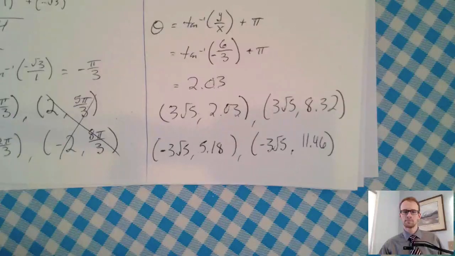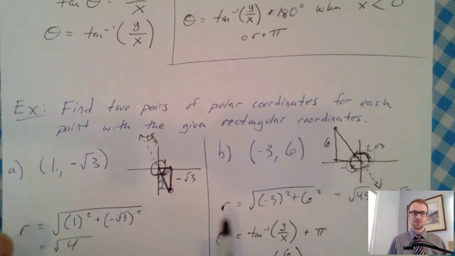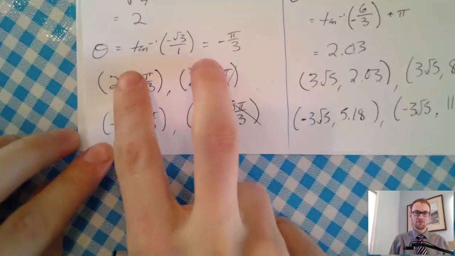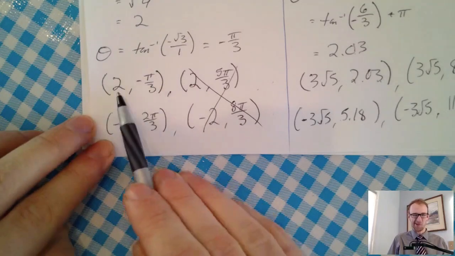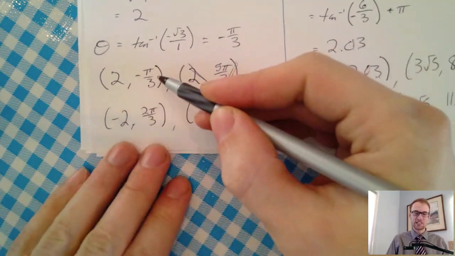Hey guys, it's me back. I was just looking over this video and checking my work, and I realized that I misinterpreted the instructions here. It says find 2 pairs of polar coordinates. I thought that meant find 4 total points, but a pair of polar coordinates is just one point. So when it says find 2 pairs, that's why I crossed this one out. You really only need to find 2 of them.